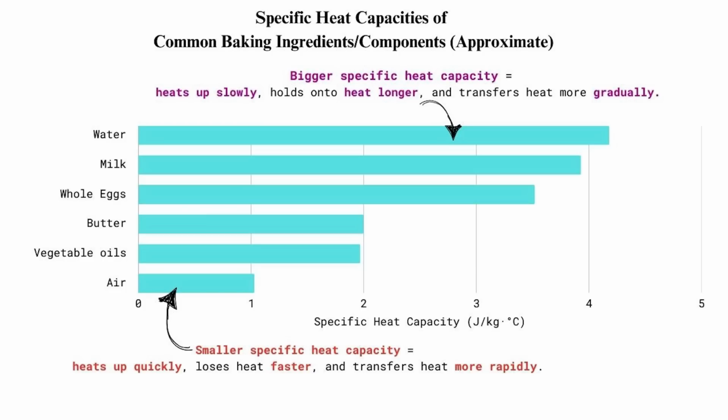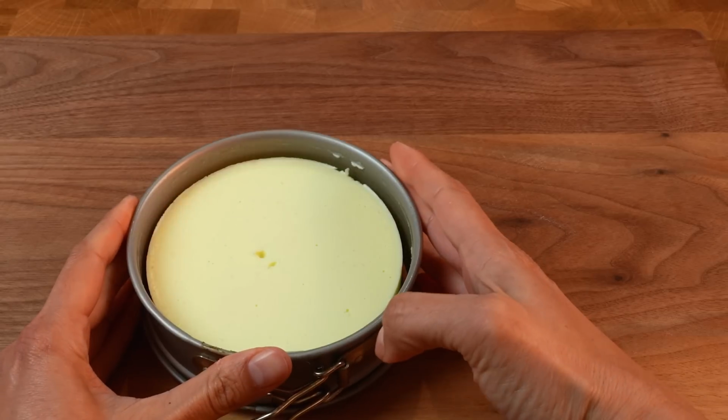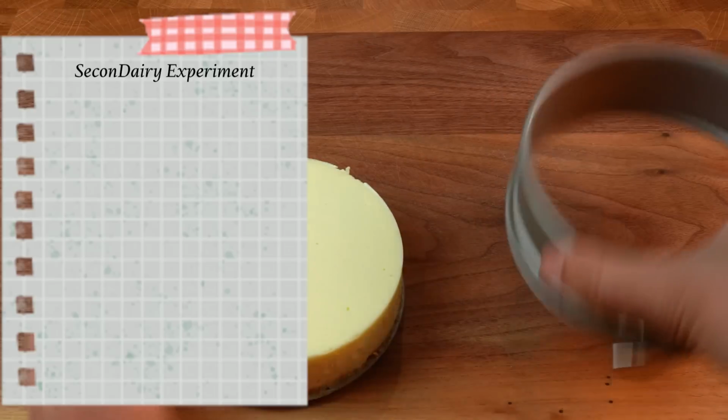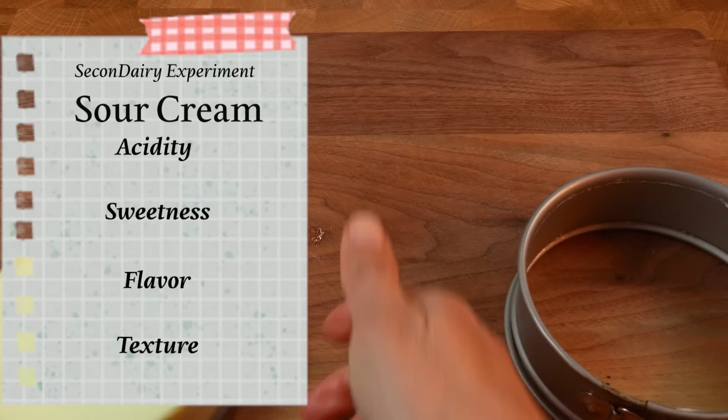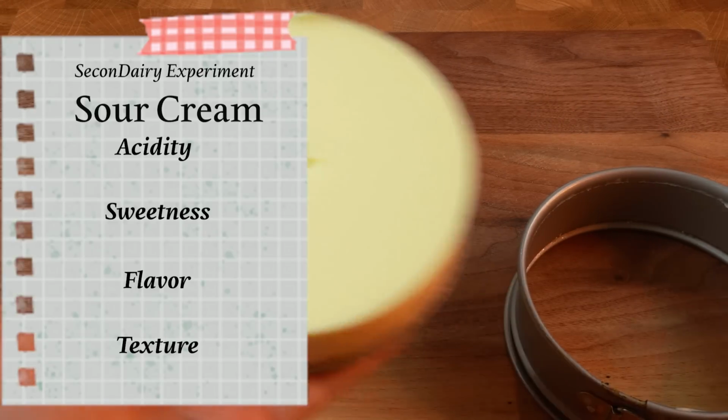So remember the specific heat capacity I was telling you about earlier? Well, here's a real world example of it. Water takes longer to heat up than fat. So even though it's such a small substitution, it does make a difference. Okay, so now let's get into the specifics on the flavor and textural changes. The sour cream cheesecake created the most classic cheesecake flavor.